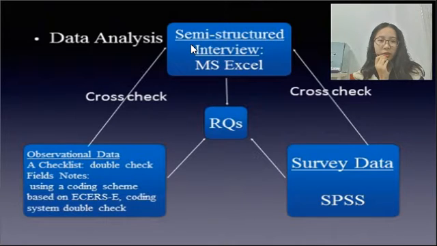In the semi-structured interview part, I'm going to use Microsoft Excel. I will translate and transcribe all the data, and put them in Excel to see where it will go. Then the survey data, I'm going to use the software SPSS to analyze it.